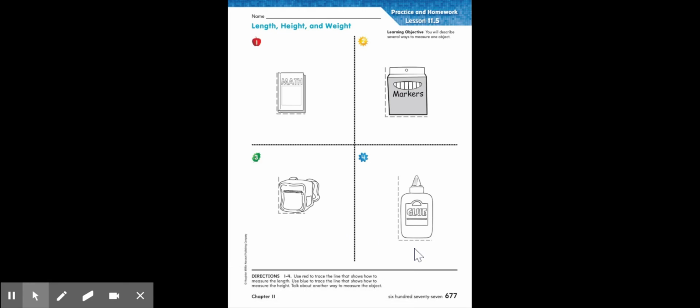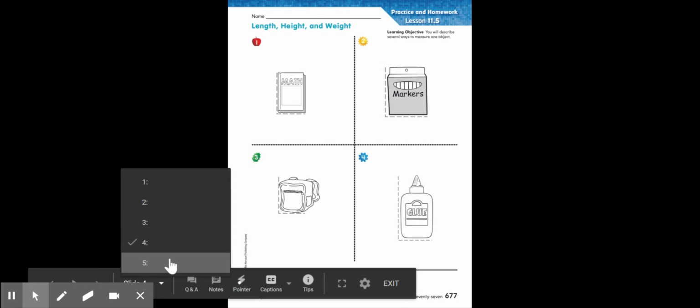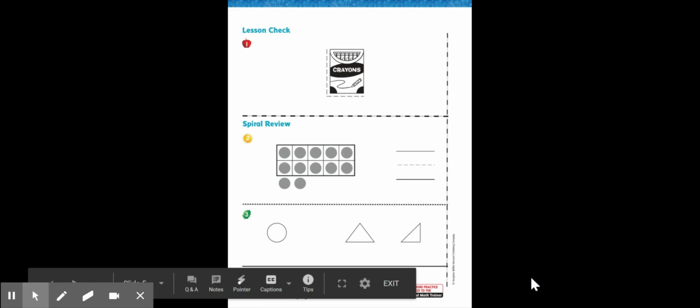So, on your own or later today, during our Google Meets, we can do this page together. But just like we did together, you will use a red to represent the length and the blue to represent the height. At home, you can turn and talk to mom, dad, brothers, or sisters and talk about the other way to measure the object, which is weight. You've got it. If you want a bonus, you can even compare the objects of your choice, just like we did together. And lastly, our lesson check.